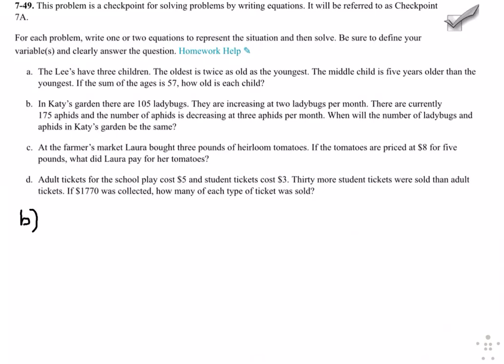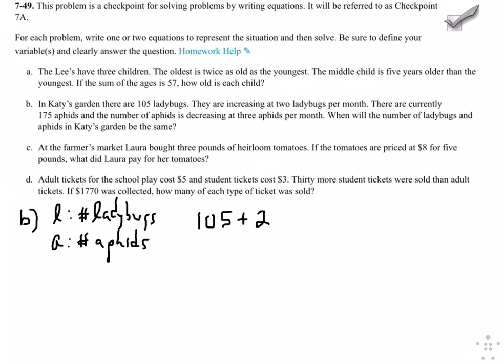Okay, so I would say let L be the number of ladybugs, and let A be the number of aphids. And there's 105 ladybugs now, plus 2 per month. Oh, actually, we might not need L and A. Okay, so M is the number of months.